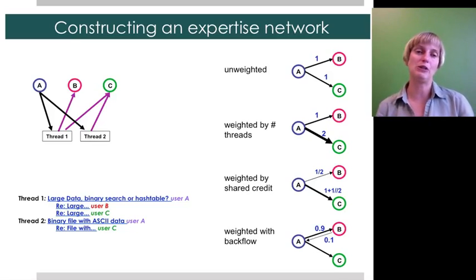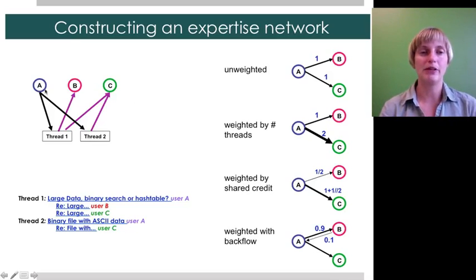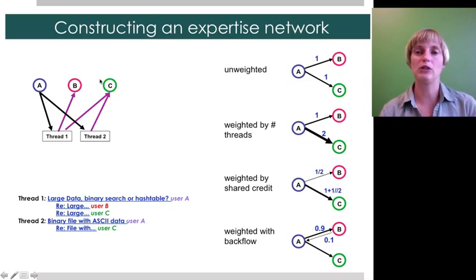What we wanted to do was have, for example, if you have A who posted 2 questions, and then you have B and C who answered those questions, you have some choice. You could, for example, do an unweighted network where A has directed edges to B and C, and in this case, we're saying B is more expert than A because they could answer the question.